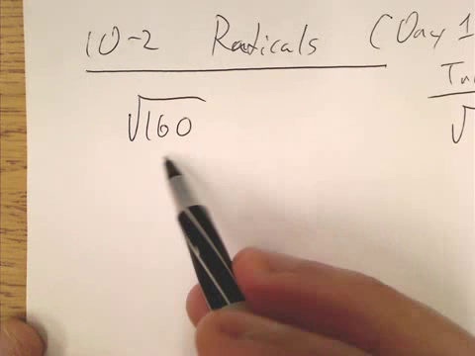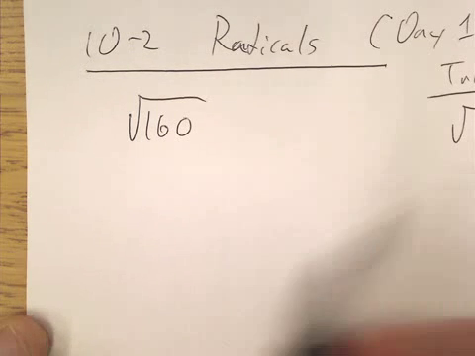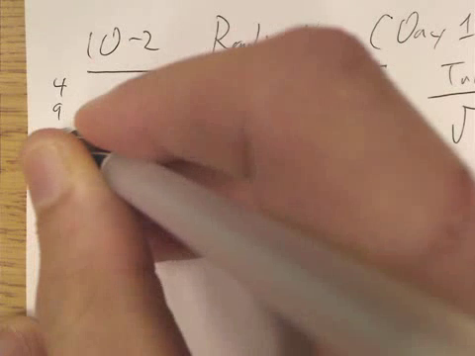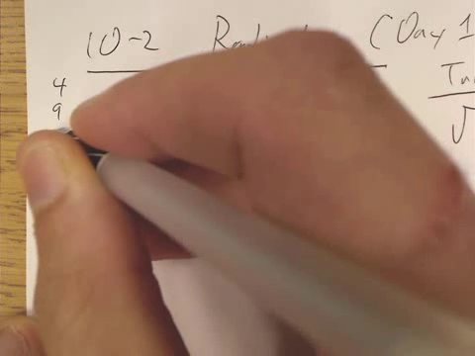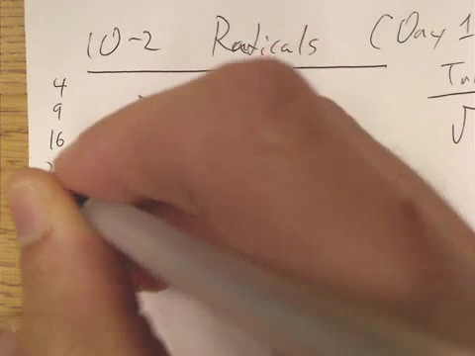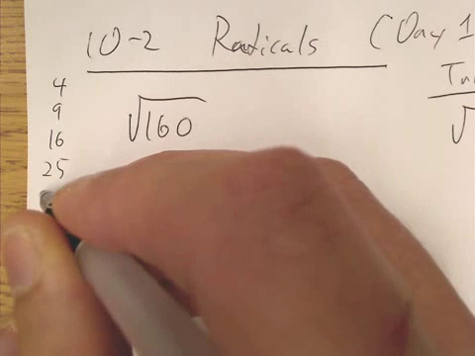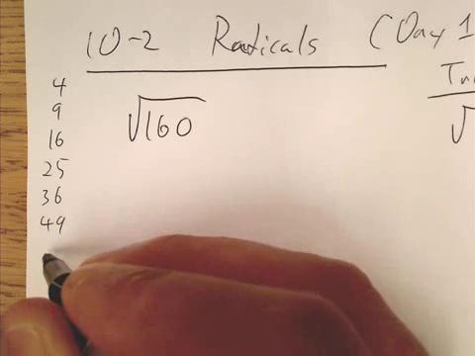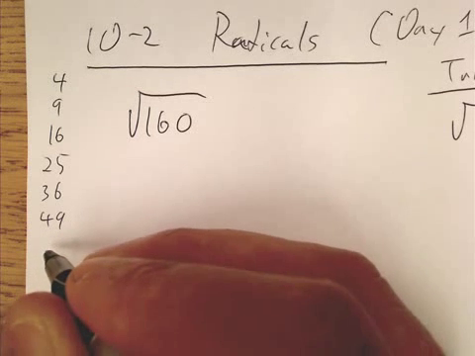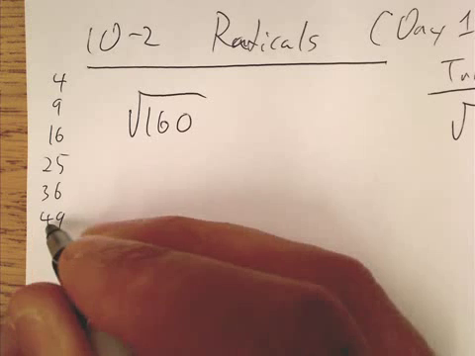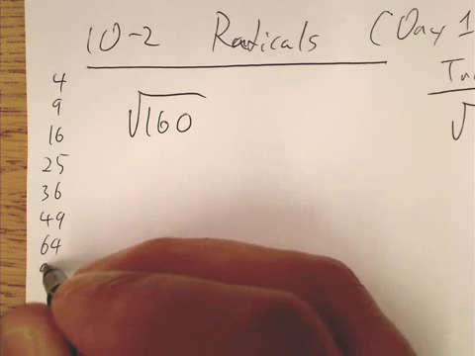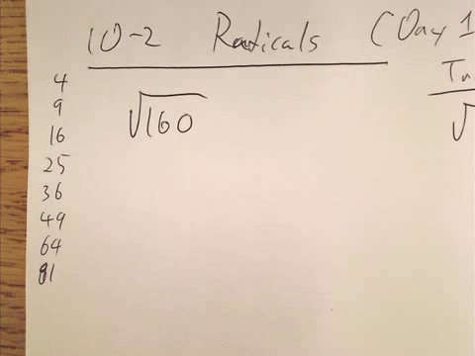If you have a number like 160, something that you need to do, if you just have a number there, is think about your perfect squares, because that's a square root. So 2 squared is 4, 3 squared is 9, and continue on. 4 squared is 16, 5 squared is 25, so I'm just squaring each of the numbers, multiplying them by themselves. And you'll notice these numbers run down the center of the multiplication chart. So 8 times 8 is 64, 9 times 9 is 81. Okay, so those are a few numbers there.